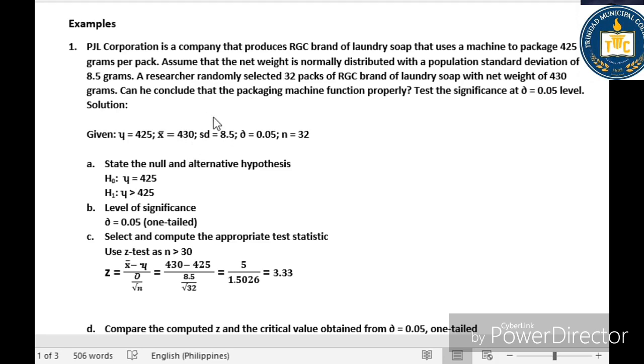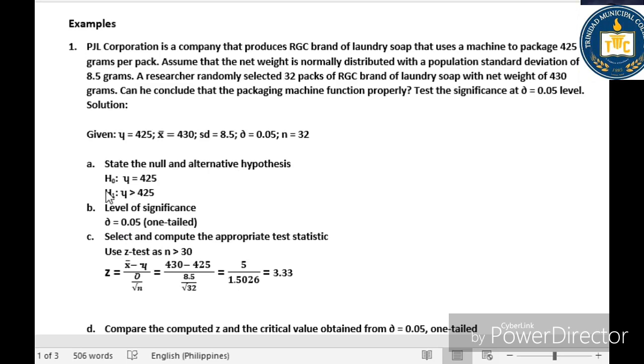Then the standard deviation here is given. So the standard deviation is 8.5 grams. Then the number of the sample is 32 here, 32 packs. So that is all the given. Okay, so we have the first step. We need to state the null and the alternative hypothesis.